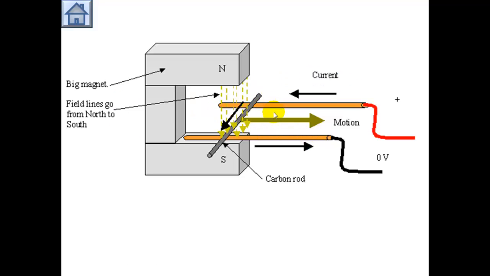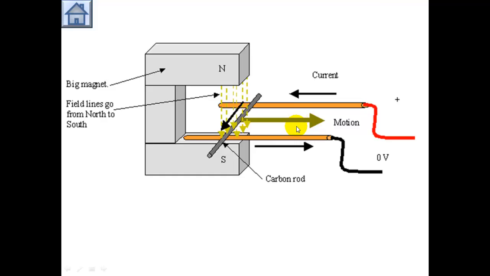And this is basically it. If the magnetic field lines are going downwards and we have a current carrier at 90 degrees to this, then this current carrier will be forced to the right. So basically they're all at 90 degrees. This is vertical, this is coming out of the board, and this is moving to the right.